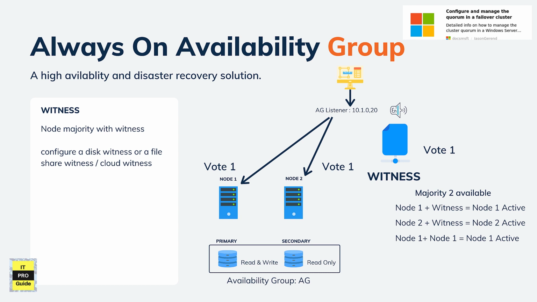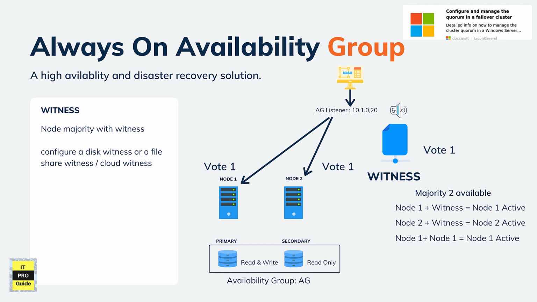You can also use a witness with the Always On availability group. In this case, you can assign a vote to the witness, so that in a 2-node cluster, for example, adding a witness will give you 3 nodes. The witness will also be considered as a node, and you can assign a vote to the witness. So if node 1 failed, then there is the witness plus node 2, so the majority of votes is available, and node 2 will be available, or we can say the cluster service is up and running.